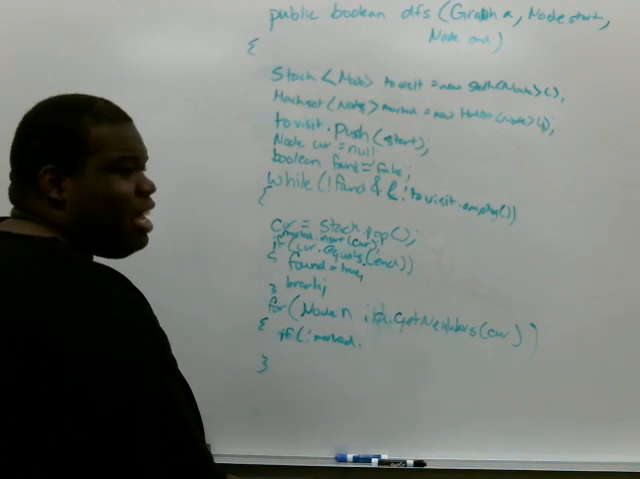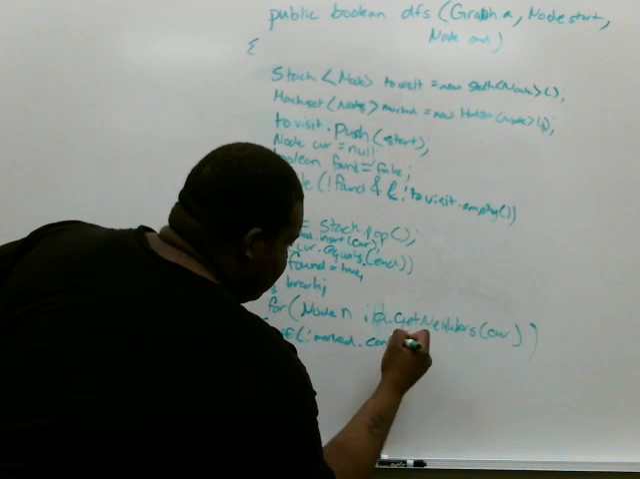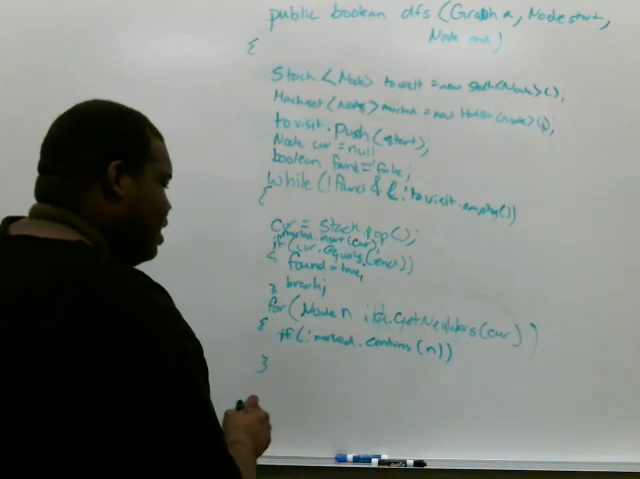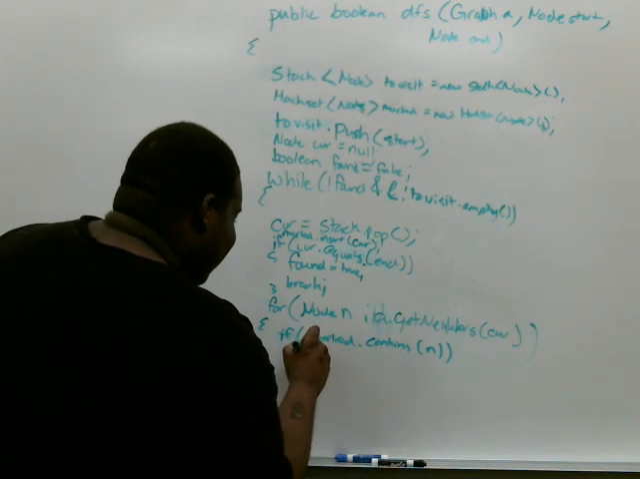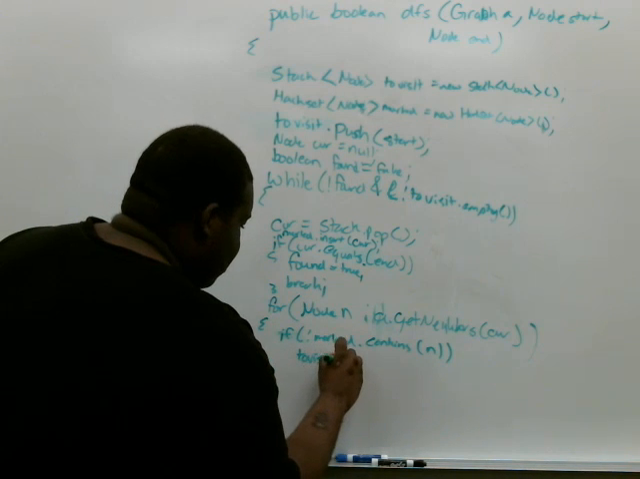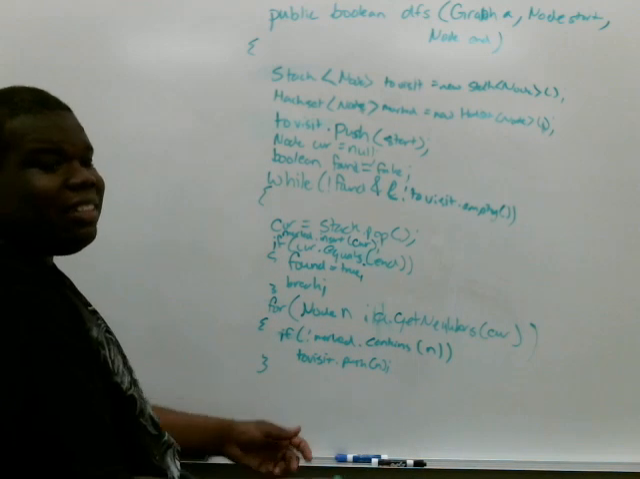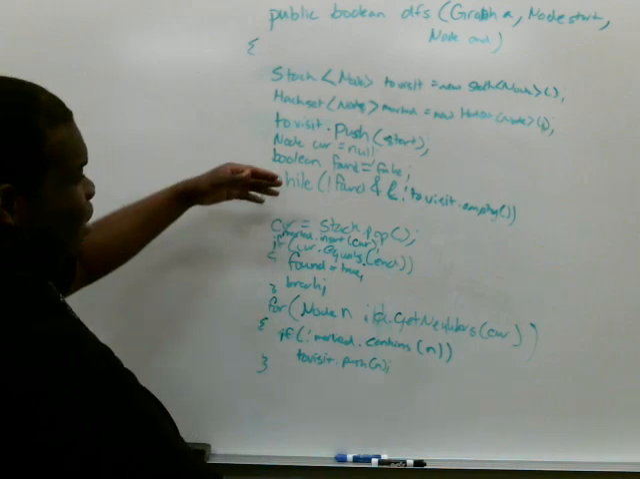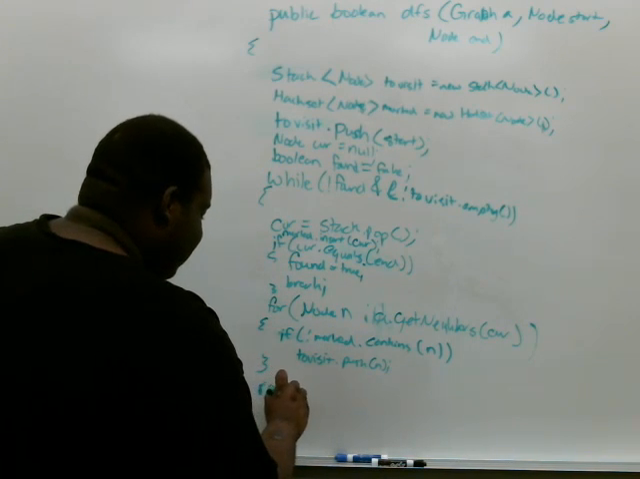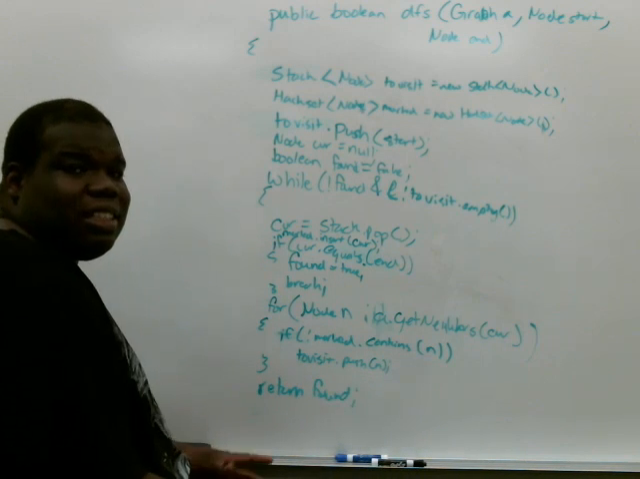And hashset has a method called contains. So if n is not contained in the hashset, what we do is we say toVisit.push n. Okay, that's it. Now we handle the case if we break out of the while loop. If we break out of the while loop, we just return found. Okay, so here's our code.